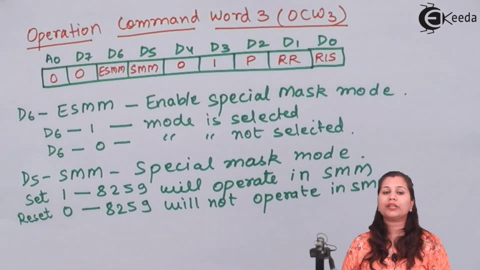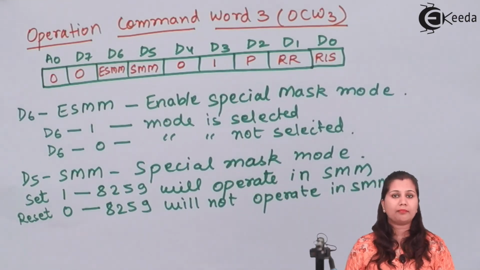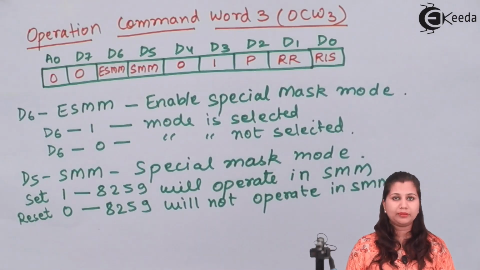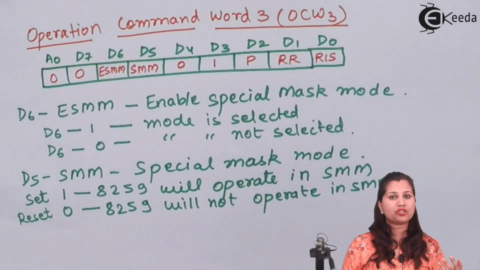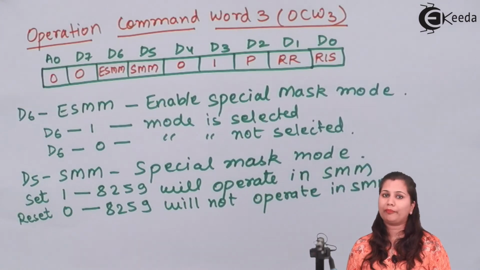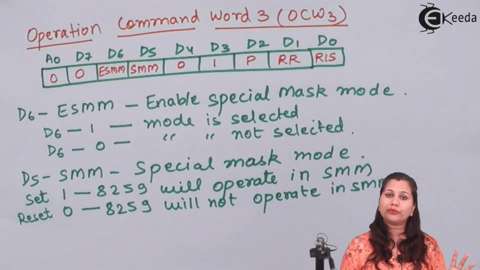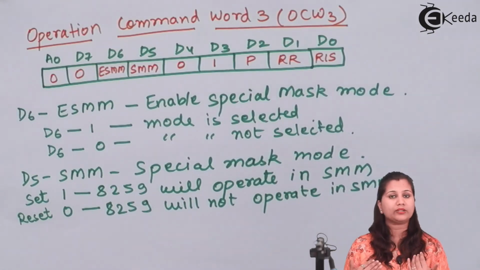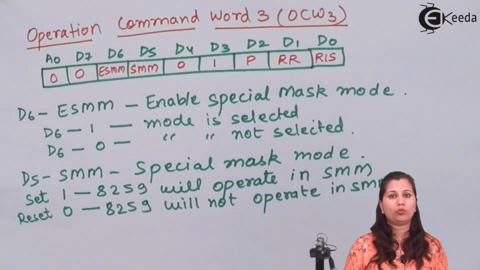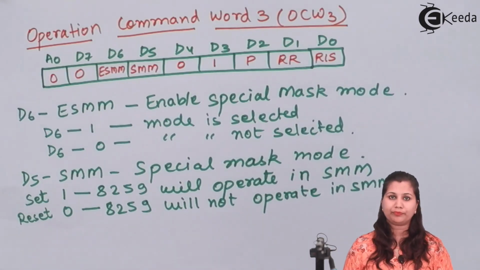In this video, we studied the command words of the programmable interrupt controller 8259, the two types: initialization command words and operation command words. There were 4 initialization command words, ICW1 to ICW4, and 3 operation command words, OCW1 to OCW3. I hope that this topic is clear to you.